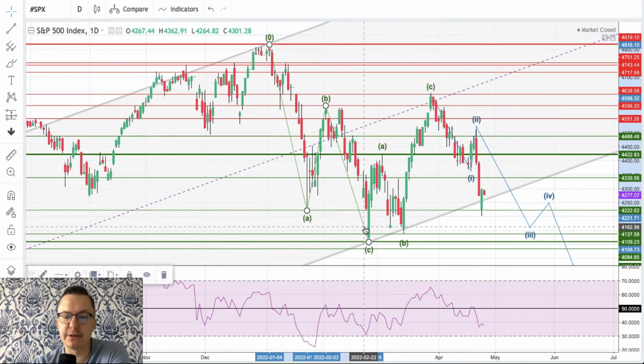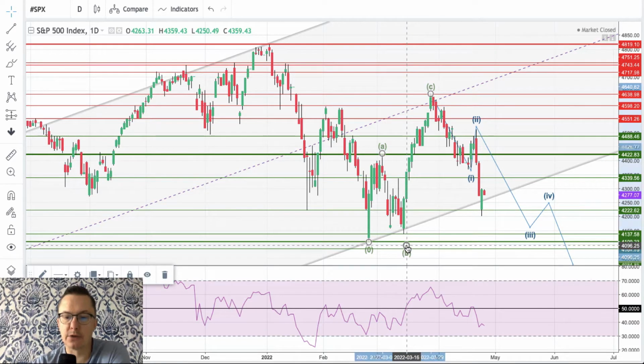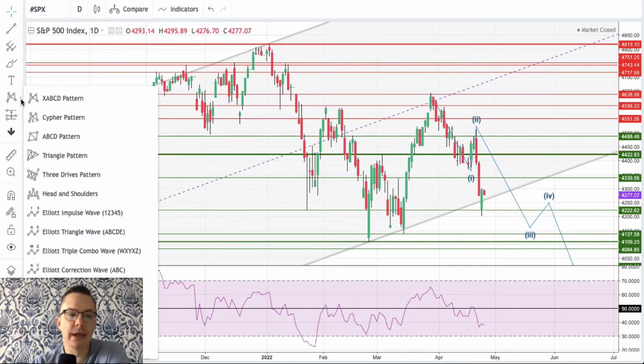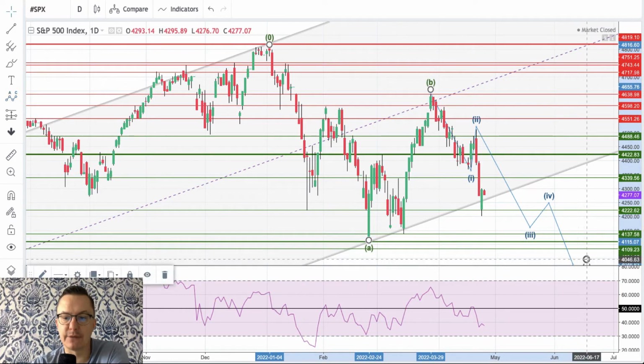Let me just update the whole Elliott wave counting. So I'm going to just switch one degree higher. So what do we have here? From the top at 4,817 we got the wave A, which had been completed here. Then we got the wave B, and we are waiting for the wave C.